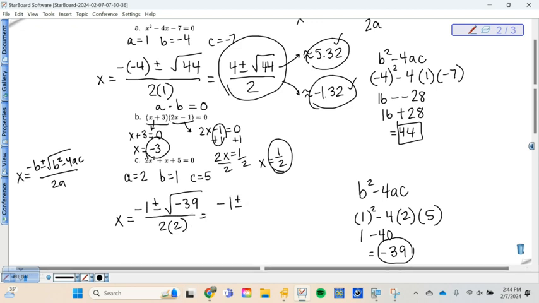And that's all you need to do because we have that negative under the square root. So even if you plug it into your calculator, you're just going to get an error. So we don't need an approximate value when we have a negative discriminant. We can just leave it just like this, and that's perfect. Okay? Questions about those?